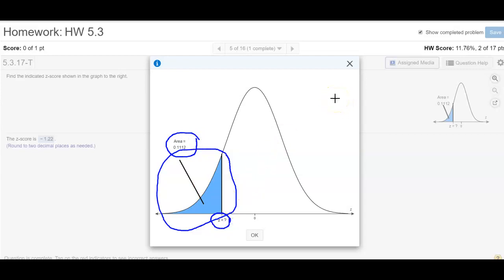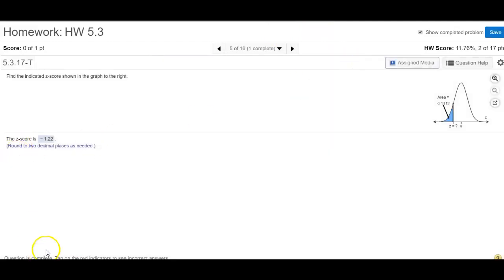In the test, you will not be told it's 5.1, 5.2, or 5.3. You will just be asked for area under the curve or the z-score. So you have to know what you are looking for. And the best way is simply reading the problem one more time. They said the z-score is, so that means in this case they're asking me to find the z-score. When they ask me the z-score, they have to give me the area.